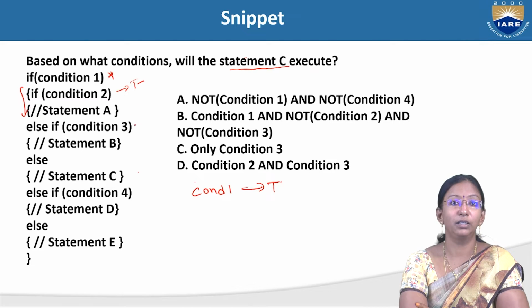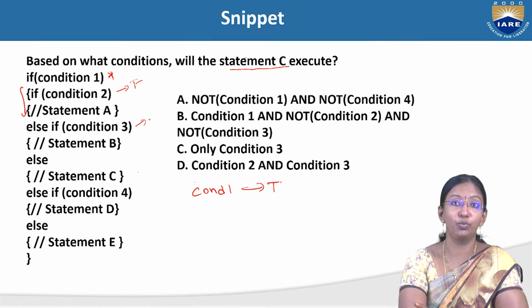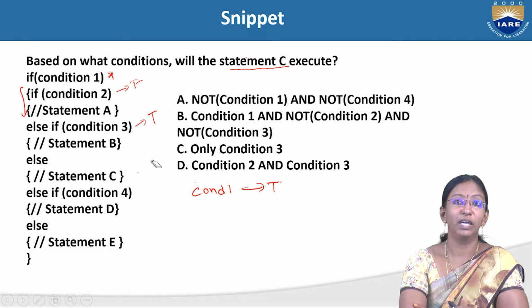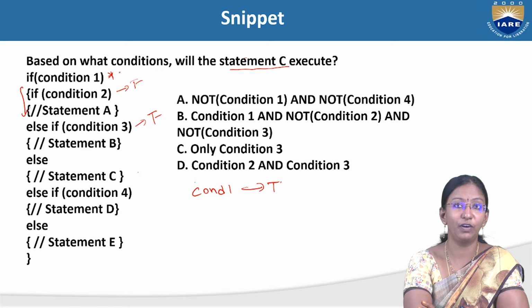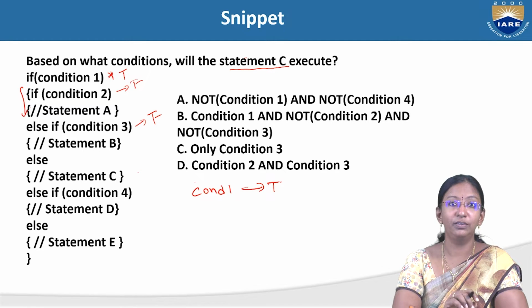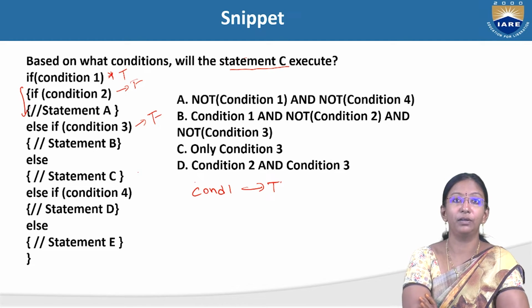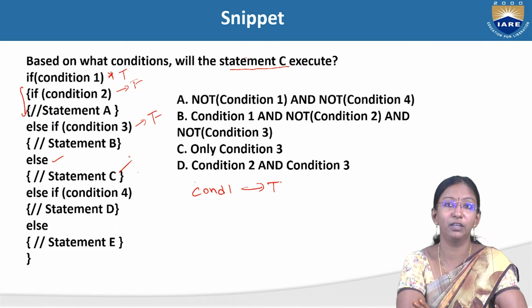Then the control will go to condition 3. Even condition 3, if it gets true, then statement B will be executed, and this is not our destination. So condition 3 must also be false. Guys, have a look. Condition 1 must be true. Condition 2 must be false. Condition 3 must be false. Only if all these 3 things happen, your else part is going to get executed, thereby the statement C will get executed.